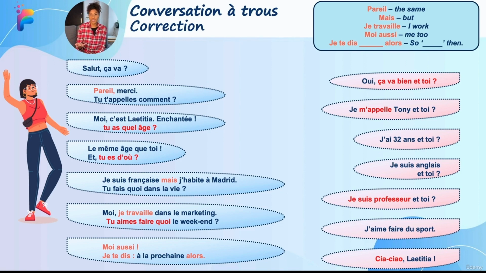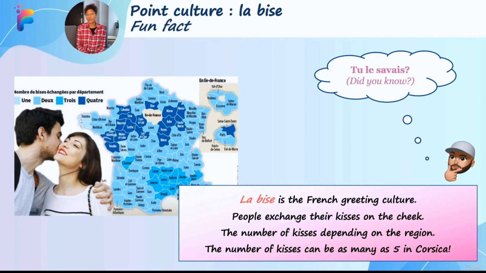So, then. Let's see our cultural point. You might have heard of it. In France, we have a greeting custom. It's called la bise. When we see each other, we kiss each other on the cheeks. Depending on the department you're from, the amount of kisses is not the same. For instance, me in Finistère, we only give one kiss, which makes it really easy. But if you go somewhere like Corsica, they might give up to 5 kisses.